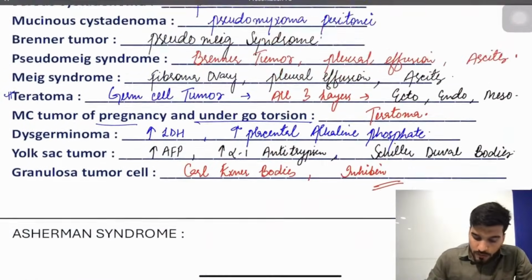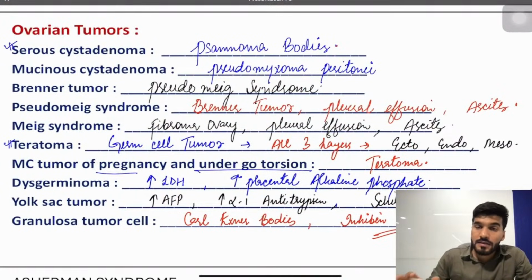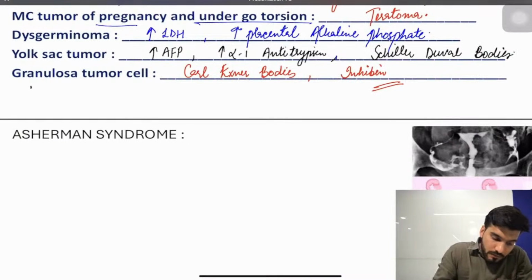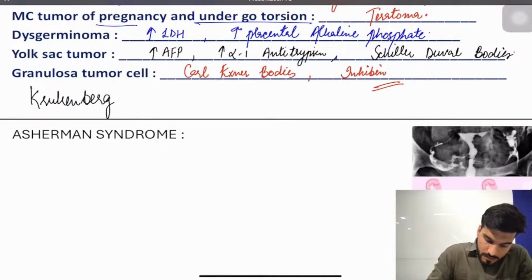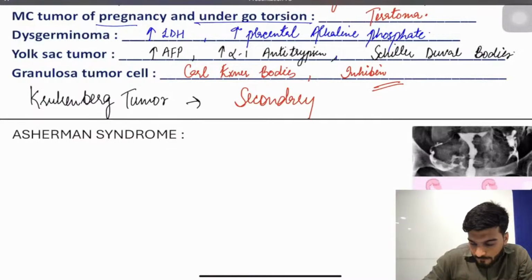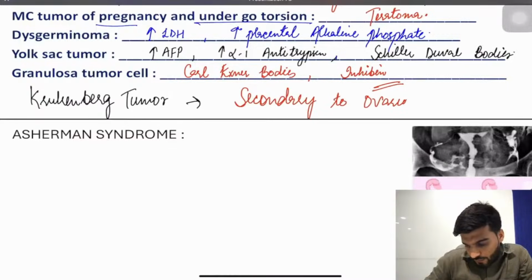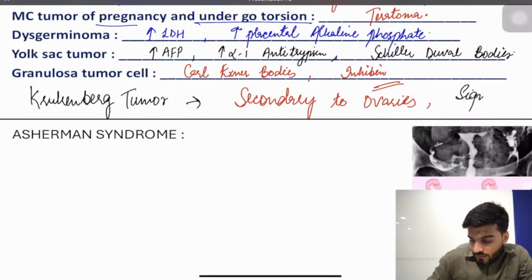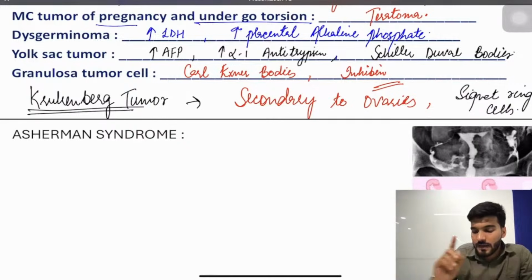We have one more ovarian tumor which is secondary to the ovaries, metastasized from the cancer stomach or the breast cancer. The tumor is called Krukenberg tumor. Usually it is secondary to ovaries, and it most commonly comes from the cancer stomach followed by breast cancer. And in this, signet ring cells, just write signet ring cells, coming from stomach and breast.